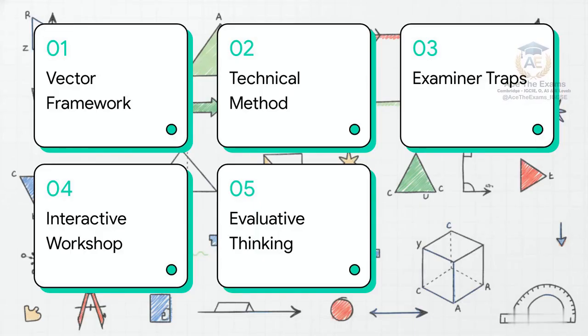Our strategic playbook today is broken down into 5 distinct modules. Module 1 is the challenge. Module 2 is the vector framework. Module 3 covers technical methodology. Module 4 reveals the examiner traps. And finally, Module 5 dives into evaluative thinking.